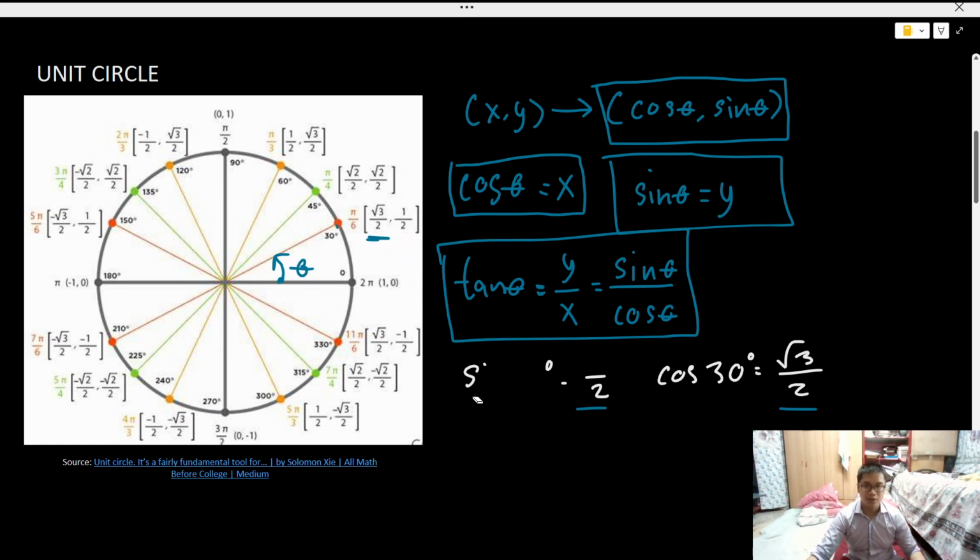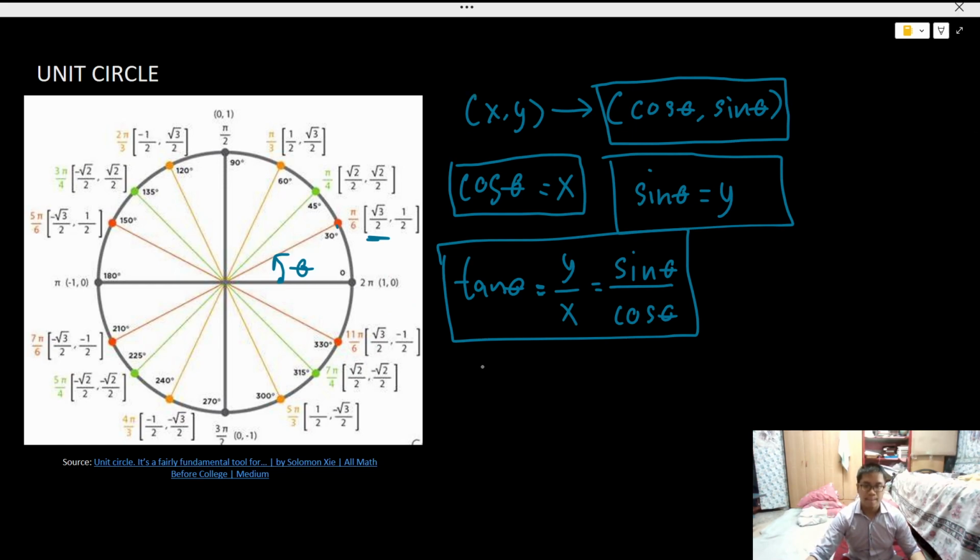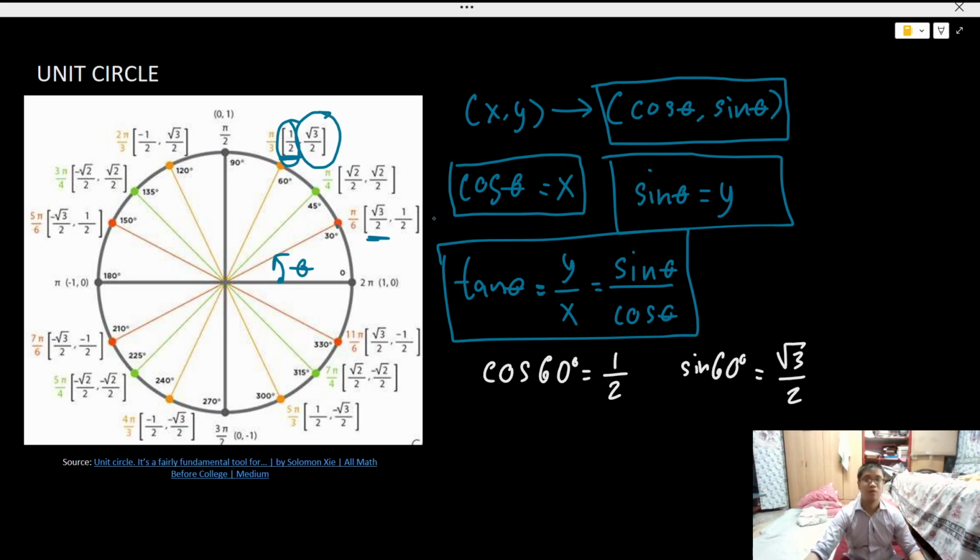So let me give you another example. Let's just say 60 degrees. So let's find cosine 60 degrees. If you're going to use your calculator, cosine 60 degrees is 1/2. If we find sine 60 degrees, it's what? Square root of 3 all over 2.